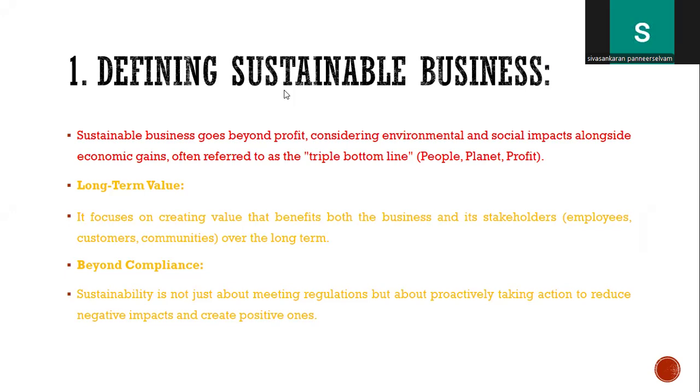How do we define a sustainable business? A sustainable business can otherwise be called a triple bottom line. So what do we mean by the triple bottom line? The sustainable business concept goes far beyond profit. More than profit, it considers the safety of the environment and the social impact along with the economic gain. In that way, it is called a triple bottom line. What are the various entities covered in the triple bottom line? Human resources, earth, planet, and profit.